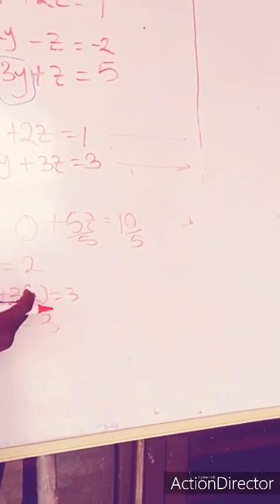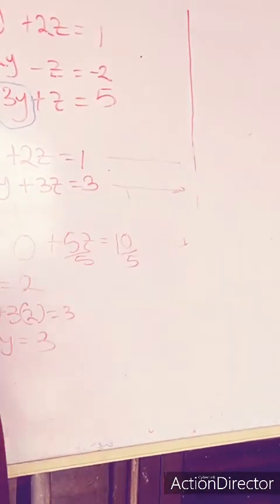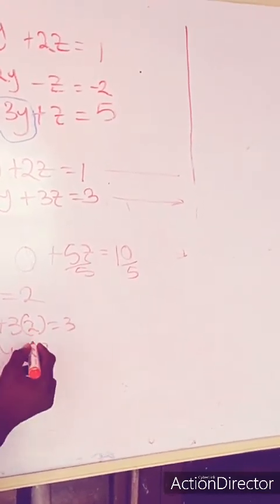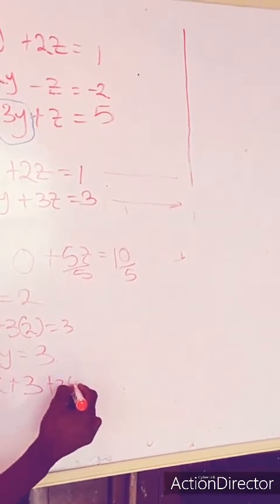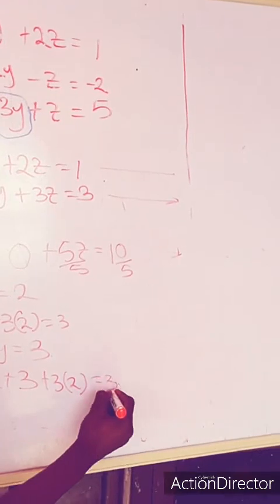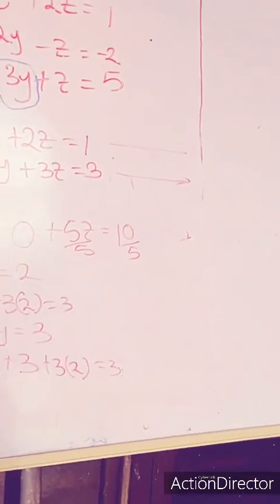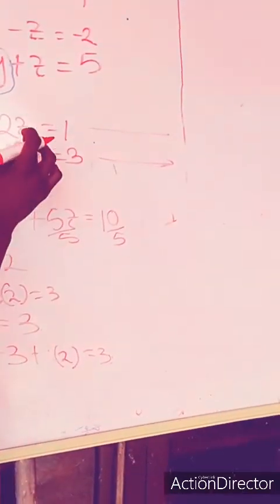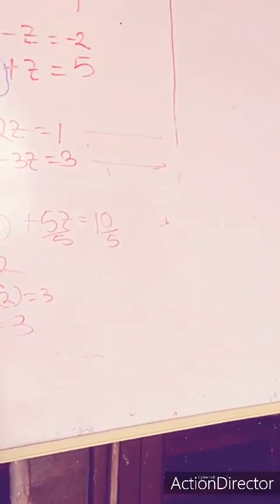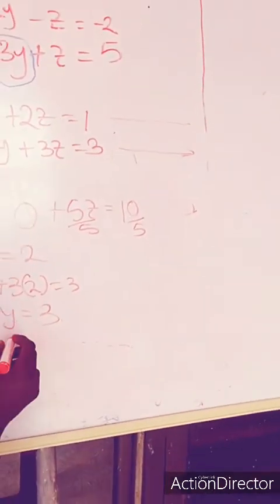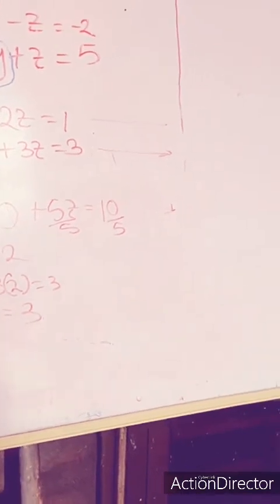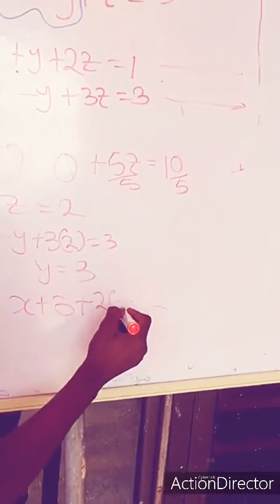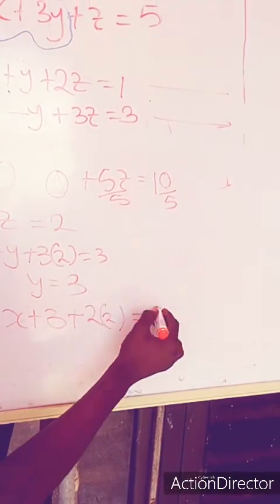Also, to get the value of x, which will be our last step here, put the value of y and z in row 1, so that we have x plus the value of y, which is 3, plus 2 times the value of what? Z, which is 2, equals 1. Sorry about that, we are using this row 1, so this will be x plus the value of y, which is 3, then plus 2z, that is the value of z, equals 1.